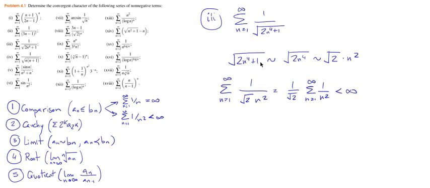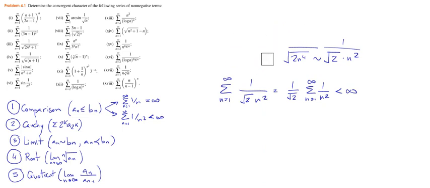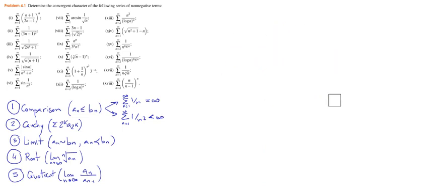So if these two things are asymptotically equivalent, also the fraction is asymptotically equivalent. So using the limit comparison test, this is convergent. Okay. I hope you're seeing how this works. It's not hard once you get the idea.